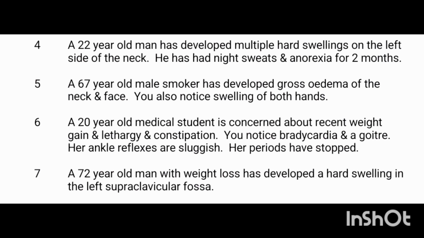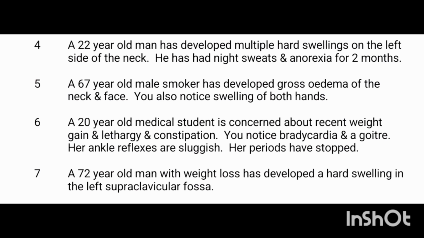And then moving on to our number 5, which says a 67-year-old male smoker has developed gross edema of the neck and face. You also notice swelling of both hands. So the only answer here that's correct is the superior vena cava syndrome.